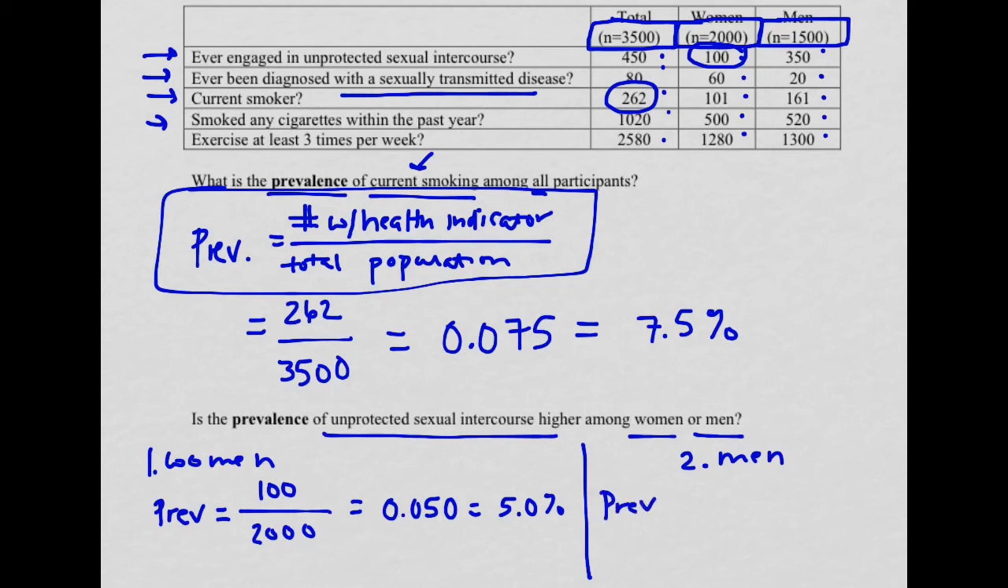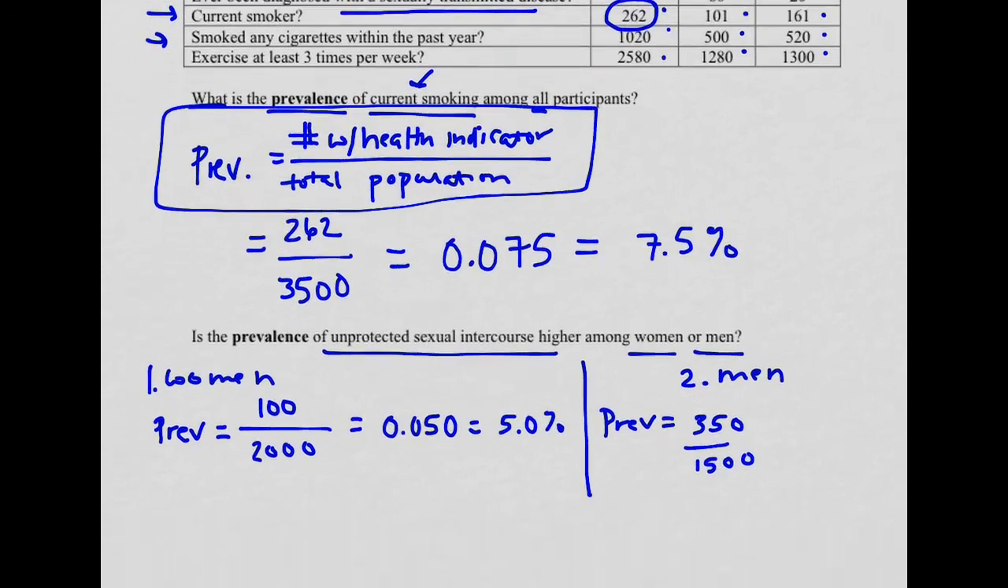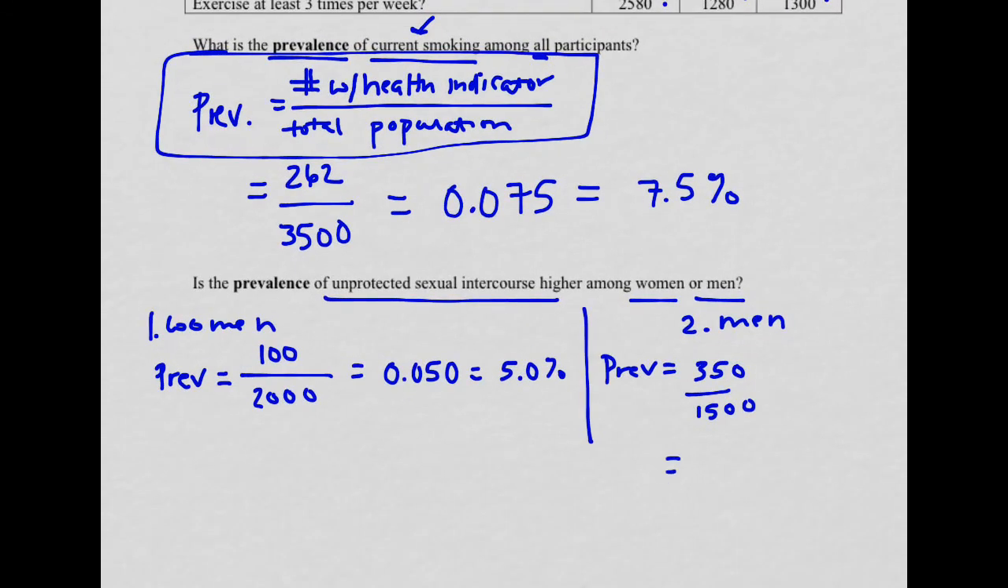So among men, the prevalence of unprotected sexual intercourse, we're going to now look at this column. And so our numerator for men is 350. Our denominator comes from the total population of men, so 1,500. We can keep calculating this out. 0.233. If we multiply by 100, that's 23.3%. So in our study sample, 23.3% of men reported that they had ever engaged in unprotected sexual intercourse.